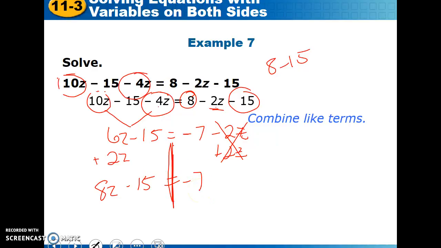Solve like normal, starting with addition and subtraction. Plus 15, plus 15. 8z equals negative 7 plus 15. That's 8. Opposite of multiplication would be division. Divide by 8. I have z equals 1.